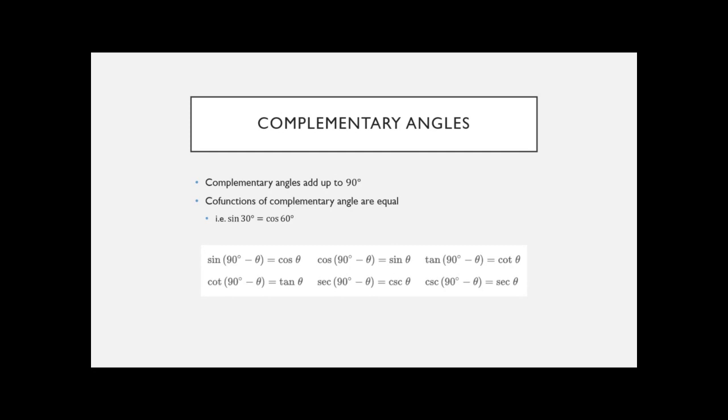So complementary angles add up to 90 degrees. And so we have co-functions of complementary angles. Those functions that kind of go together, like I said, sine and cosine, that's where they get co-functions, those are equal if they're complementary angles. So like I pointed out earlier, sine of 30 degrees is equal to the cosine of 60 degrees.